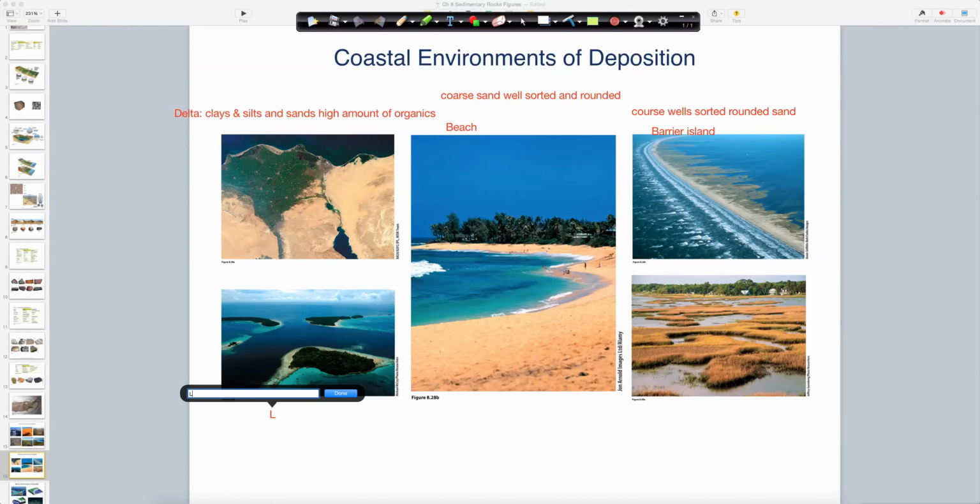Over here, this is an example of a lagoon. This is going to be low energy. So you get mud and silt. You can also have a large biogenic component.